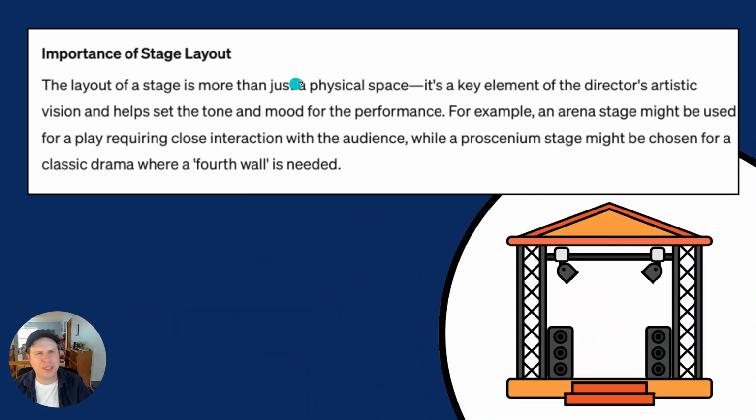Stage layout is also important. It's more than just a physical space, it's a key element of the director's artistic vision, and it helps set the tone and mood for the performance. So for example, an arena stage might be used for a play requiring close interaction with the audience, while a proscenium stage might be chosen for a classic drama where a fourth wall is needed, or where the actors are going to be talking to the audience or projecting things in a different way.